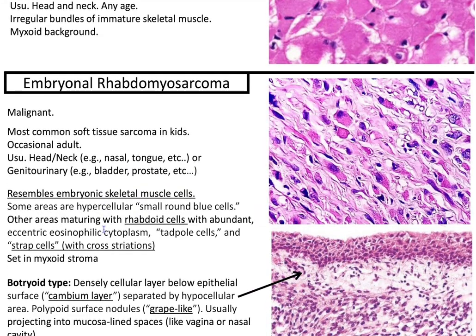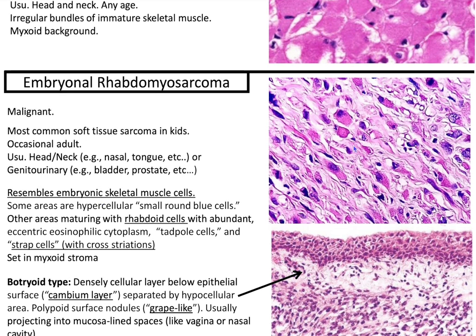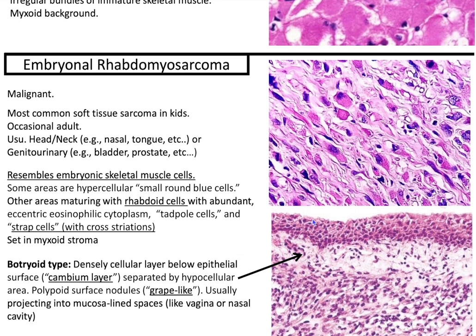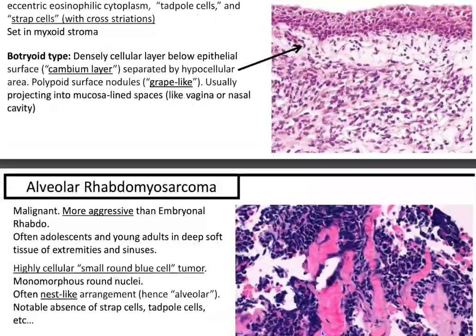Embryonal rhabdomyosarcoma resembles embryonic skeletal muscle cells, positive for MyoD1, myogenin. You have rhabdoid cells and strap cells. Botryoid type will have the cambium layer. You'll have this epithelium, hypocellular area, and then you'll have this densely cellular layer.